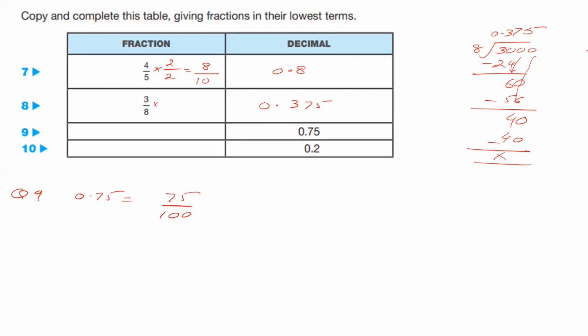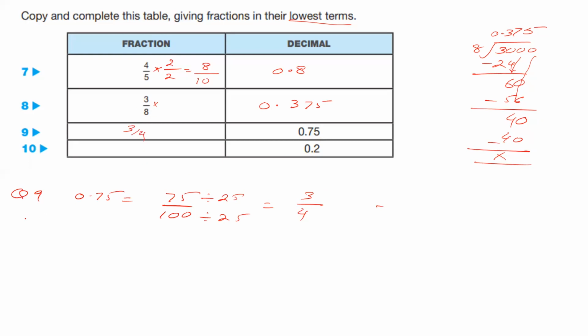In the same way, we shall be converting into the smallest form, as it is written here, lowest terms. So here we find the highest number which can divide 75 and 100. So it will be 25. When we divide numerator and denominator by 25, we get here 3 upon 4. And this is your answer. We put here 3 upon 4.